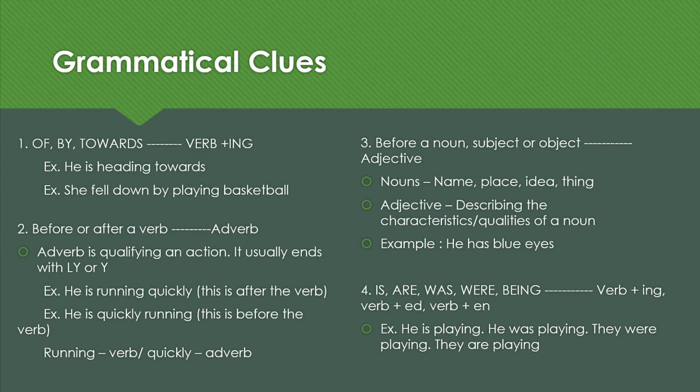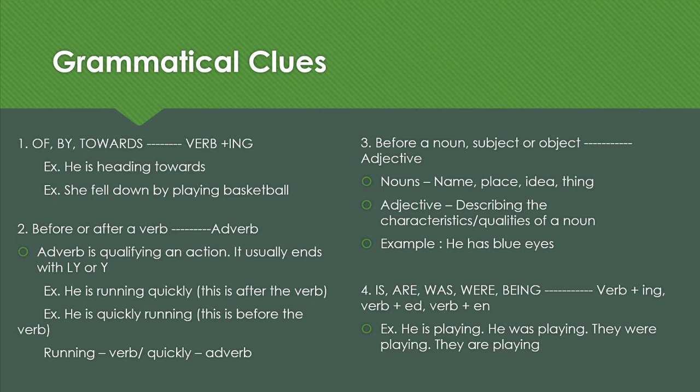And then the third clue is that if you see a noun, a subject or an object, there can be an adjective before that. For example, he has blue eyes. So the adjective is describing the qualities of the noun, right? That is what an adjective does. So if you see any sort of a noun, subject or object, then there would be an adjective. And if you see an adjective in the options that you are given, then you should place it before a noun, subject or an object.